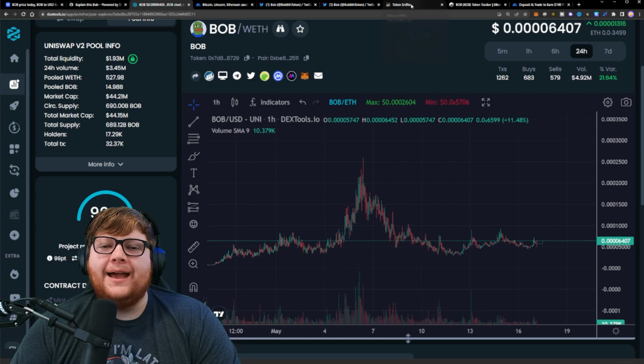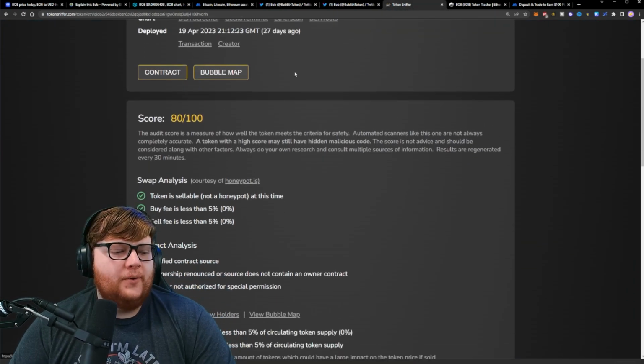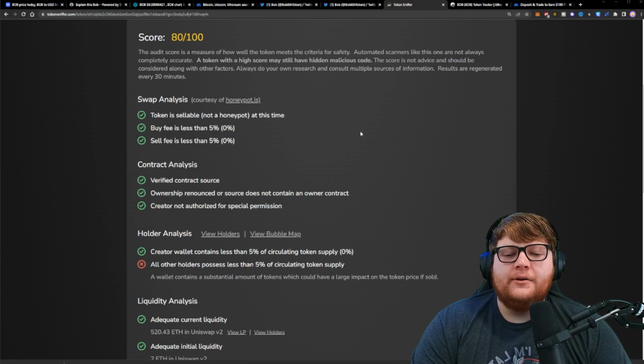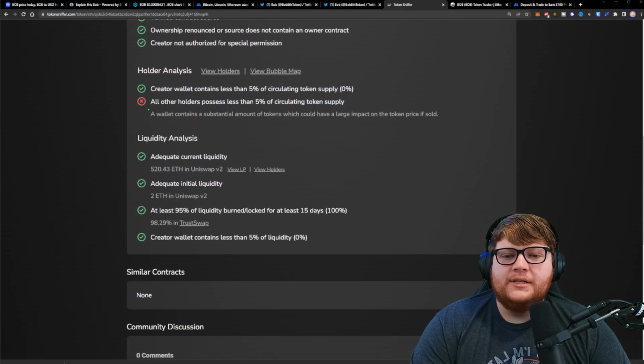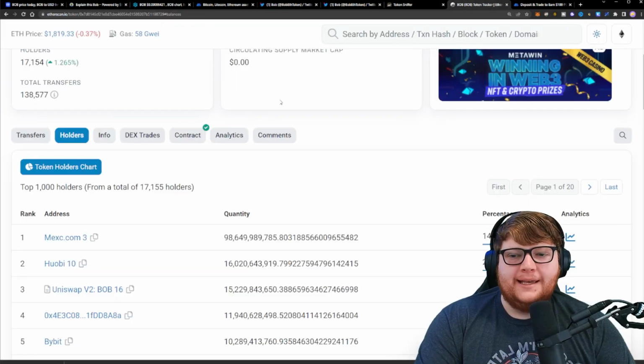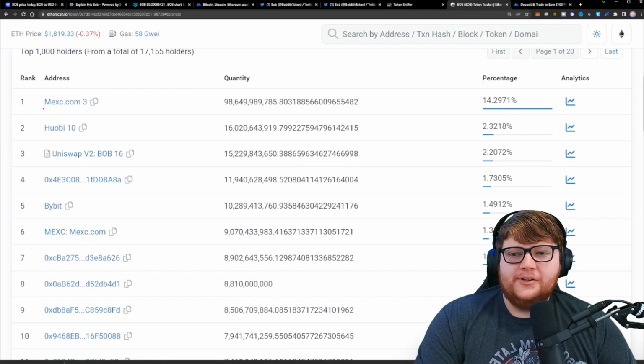Now, when we go ahead and look at this token contract on Token Sniffer, we can see that it gets a score of 80 out of 100, which is good. We want to see pretty much an 80 out of 100. The only red flag that it shows is that all other holders possess less than 5% of the circulating token supply. So there's a holder with more than 5%. So let's take a look. Who is that holder? We can see the holder is actually MEXC.